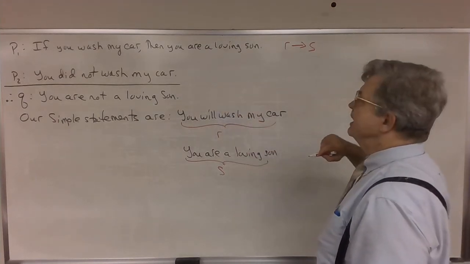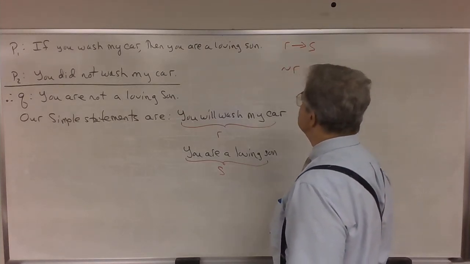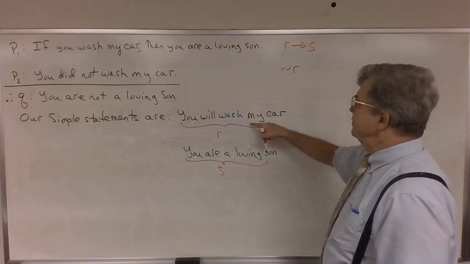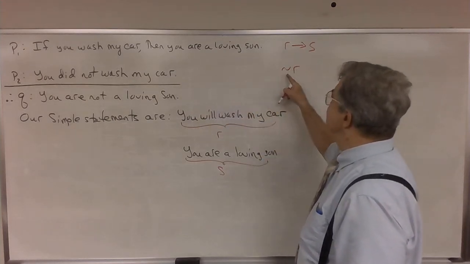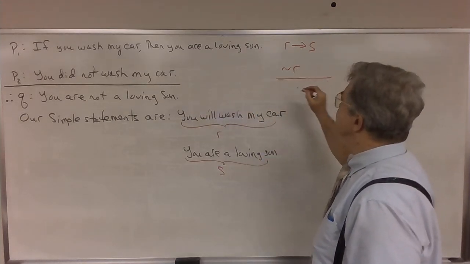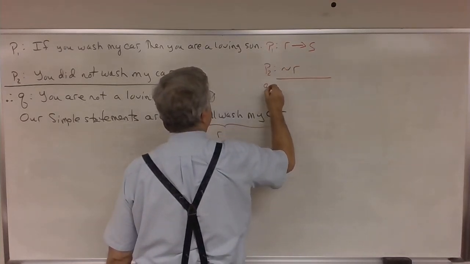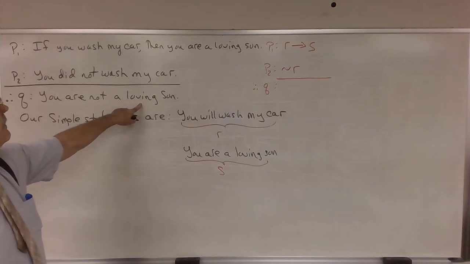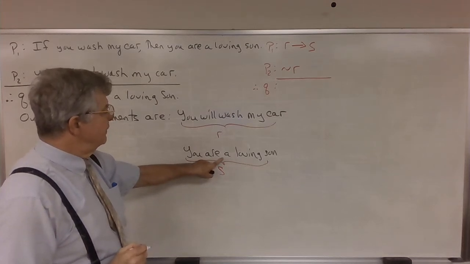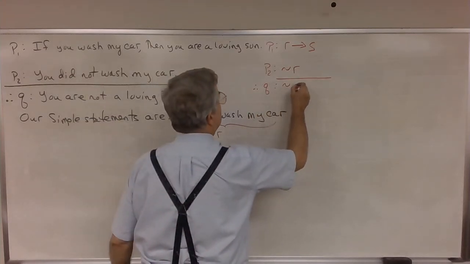P2, you did not wash my car. So that's the negation of R, isn't it? R is you did wash my car, or you will wash my car. So you did not wash my car, that's the negation of R. And Q, you are not a loving son. So let's see, you are a loving son is S. You are not a loving son, that's not S. Okay.